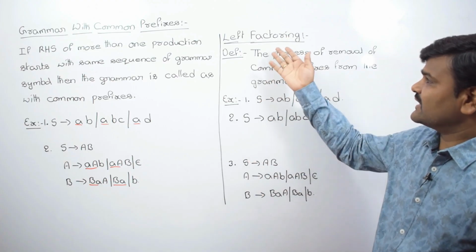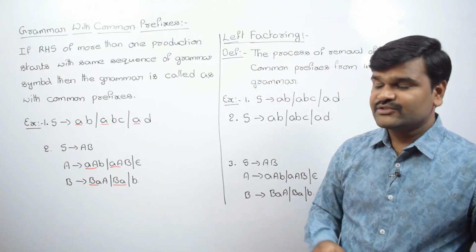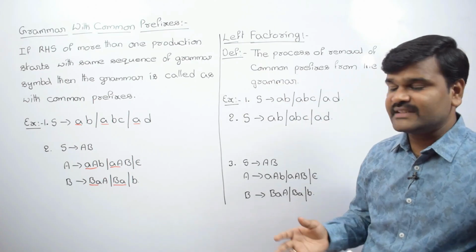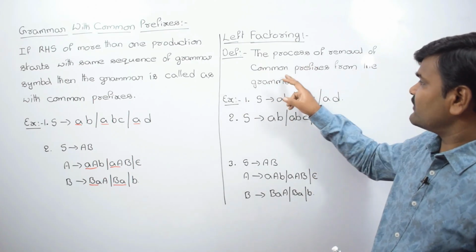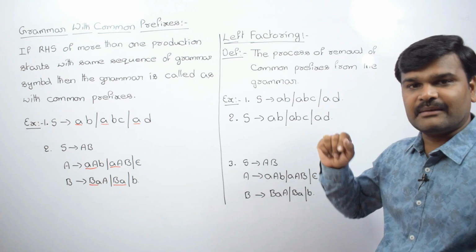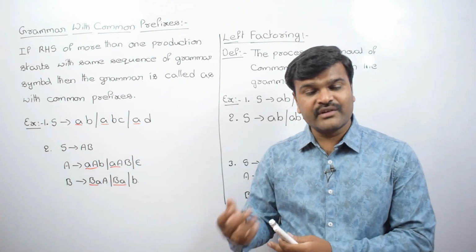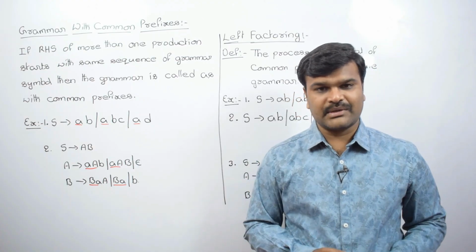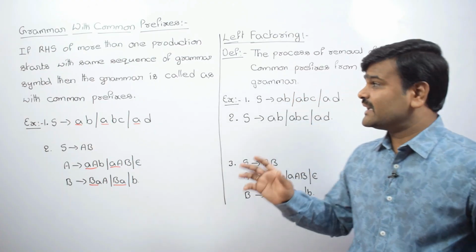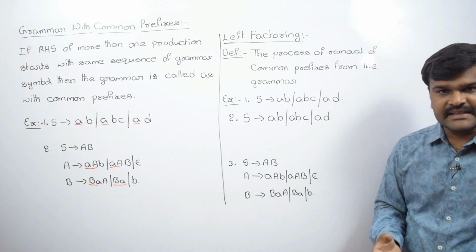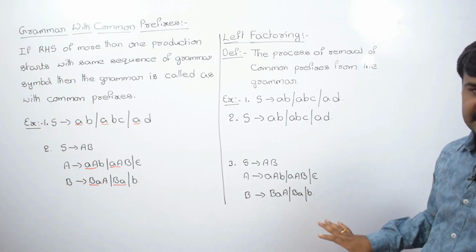That is what left factoring is. Left factoring means the process of removal of common prefixes from the given grammar. From these grammars we are removing the common prefixes problem, and that process is called left factoring. Let us try to work on these examples.